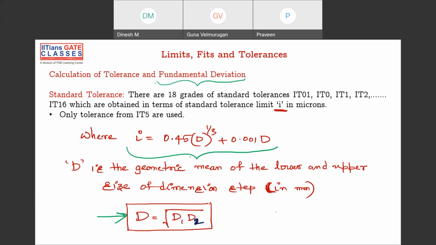If D1 and D2 are given, then you calculate the geometric mean of that, and substitute it into this D, and then you get the standard tolerance, also known as I, the standard tolerance limit. I told you already there are 18 grades, so there are 18 standard tolerances. IT is international tolerance, 1, 2, 3, 4, 5, like that. We have 18. We are not going to use IT01, IT0, IT1, but you will use from IT5.